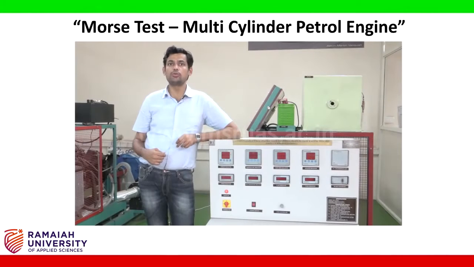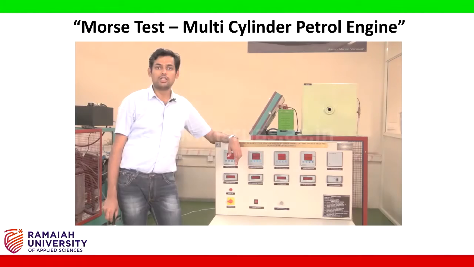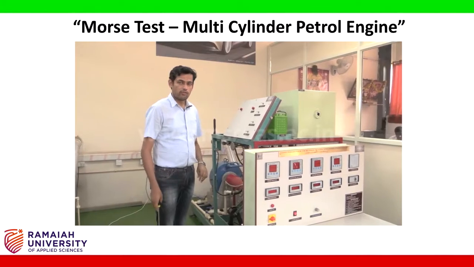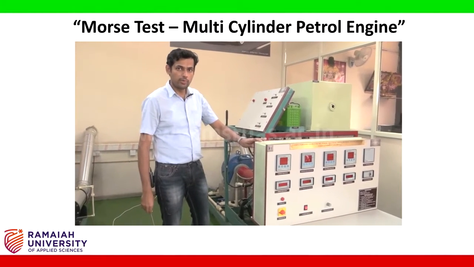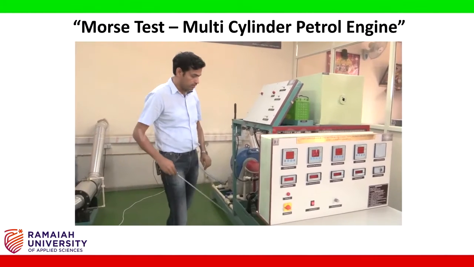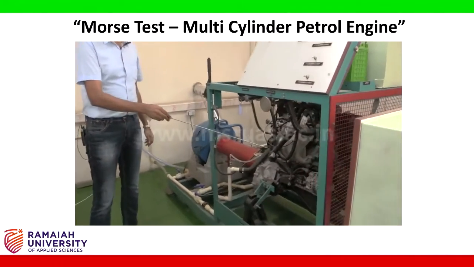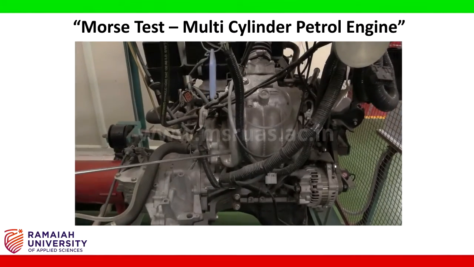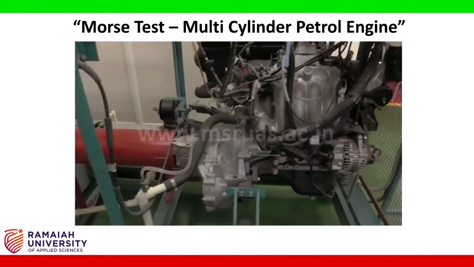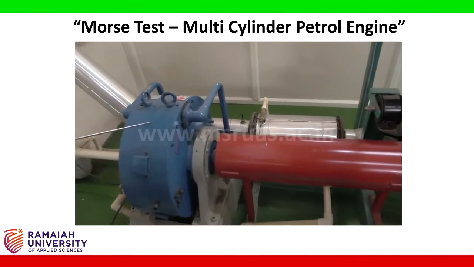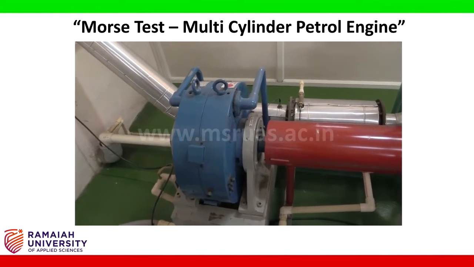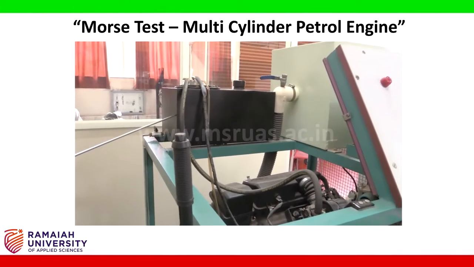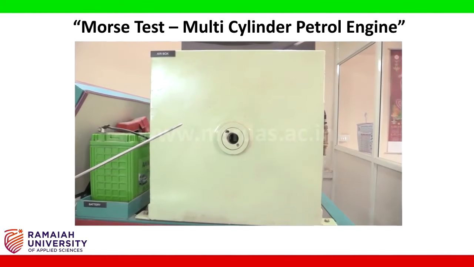Hi, let me show you how to conduct the Morse test experiment. Now let me explain to you the various components of the 4-cylinder petrol engine. So first component of this equipment is the control panel, then 4-cylinder water cooled petrol engine. This is the 4-cylinder water cooled petrol engine. This is connected via shaft to the eddy current dynamometer. Then we have the fuel tank, and then we have the airbox.